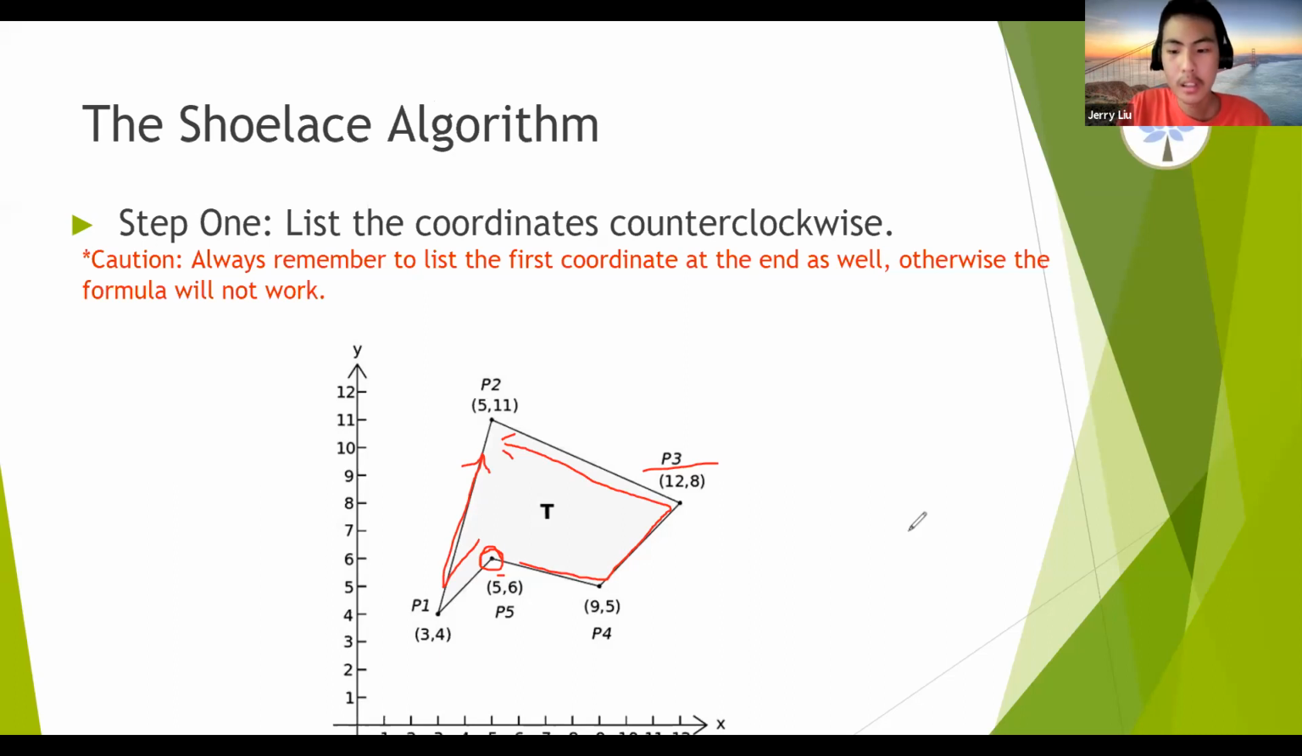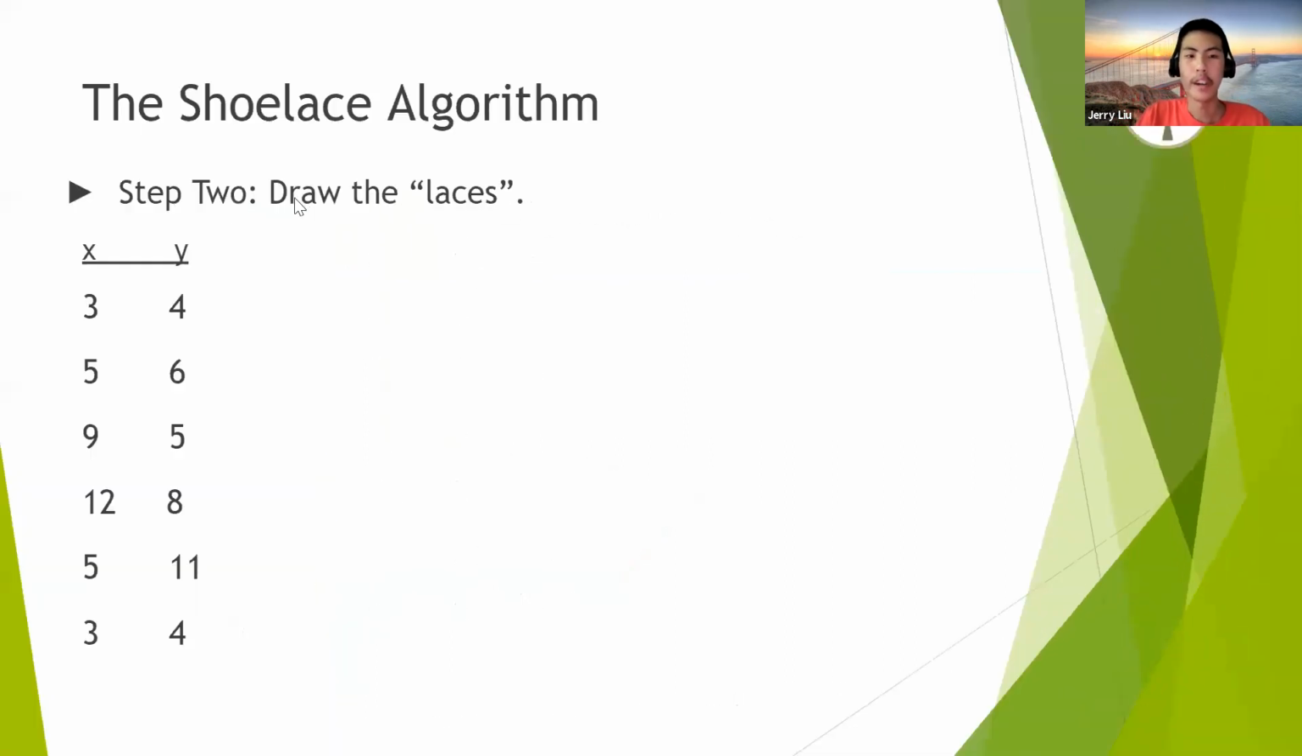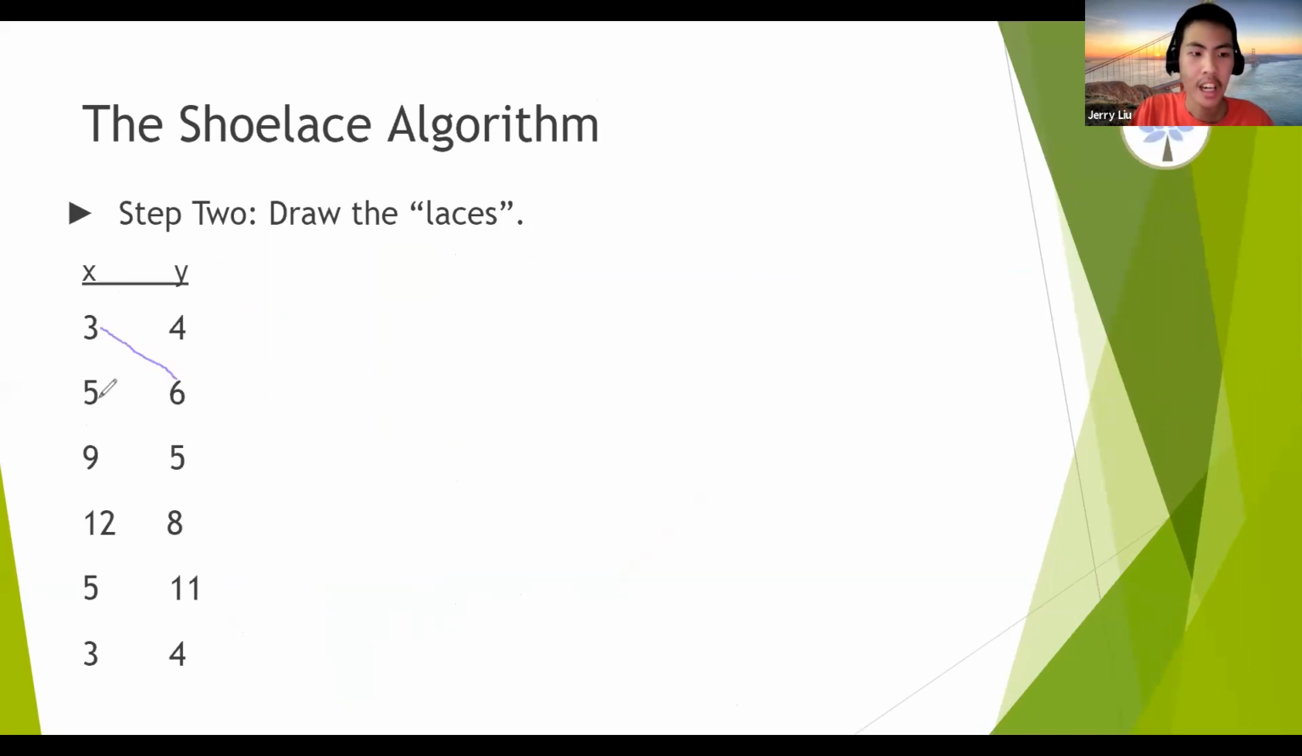So our next step is to draw the laces once we have a list of coordinates. So we have our list. I started from P1. So we will start from 3 and then draw a lace directly connecting down to 6. Does everyone see this? And then from 5, you go down to 5, 9 to 8, 12 to 11, and then 5 to 4. So this is our first set of laces, the ones that go down.